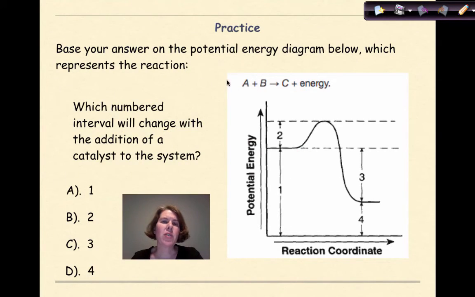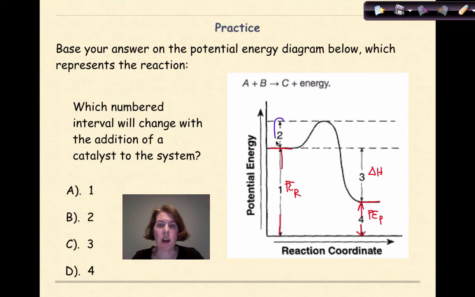Welcome back. Base your answer on the potential energy diagram below, which represents the reaction. Which numbered interval will change with the addition of a catalyst to a system? So we have 1, 2, 3, and 4. Well, 1, this area right here, that's representing the potential energy of your reactants. And 4 is representing the potential energy of our products. So those two are out. And 3 is representing your delta H, the difference between the potential energy of the products and the reactants.